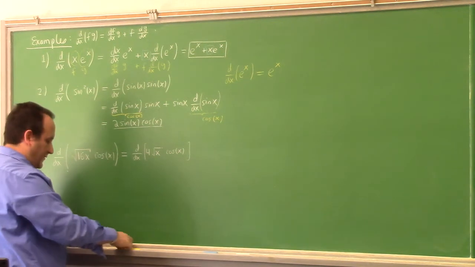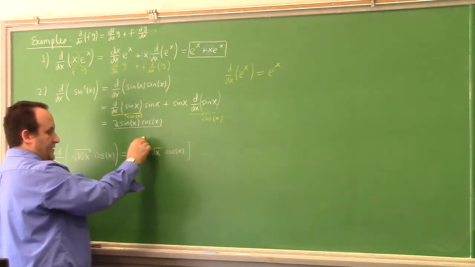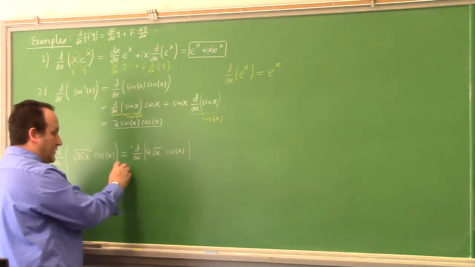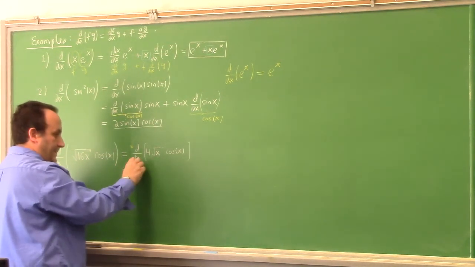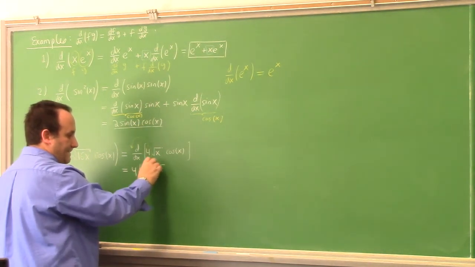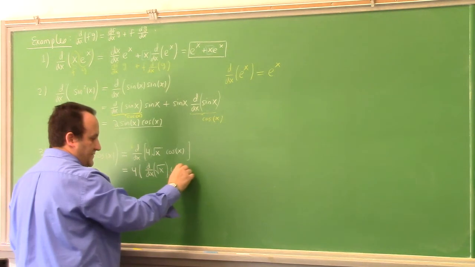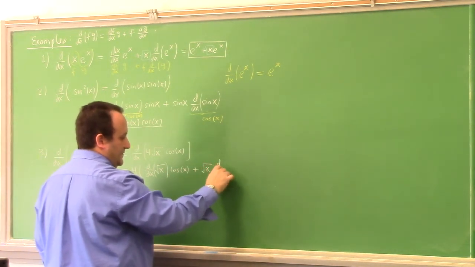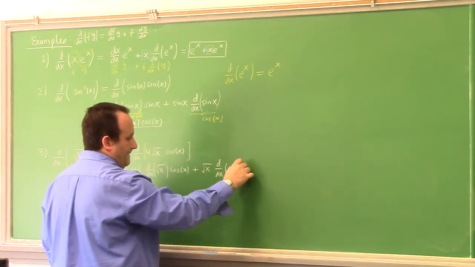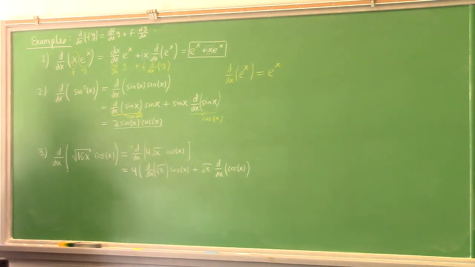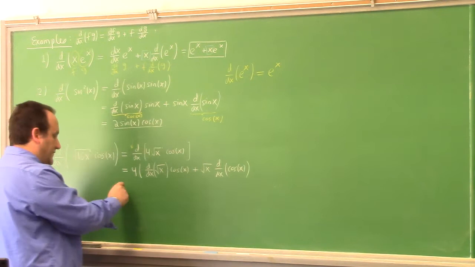So we can pull that 4 out by properties of the derivative that we know from test 1. So we've got 4 times d/dx of the square root of x, times cosine of x, plus the square root of x times d/dx of cosine x. Now what's the derivative of the square root function? Remember, it's 1 over 2 times the square root function.